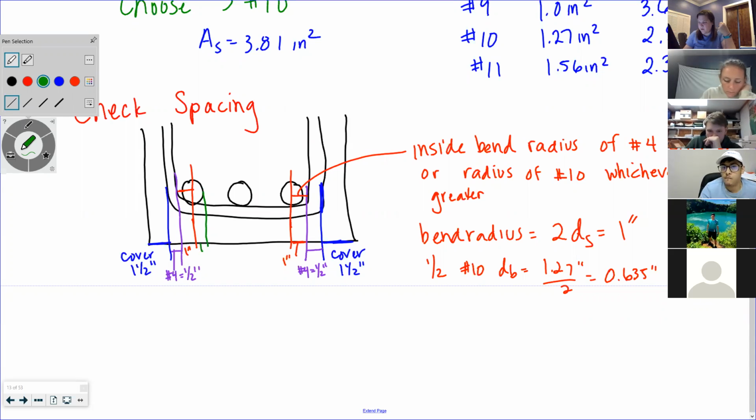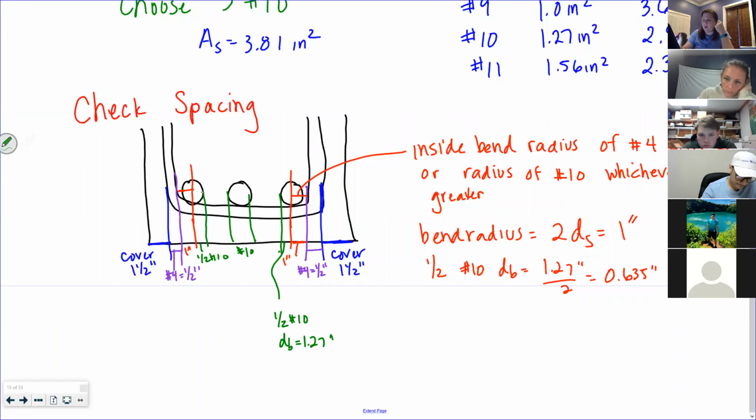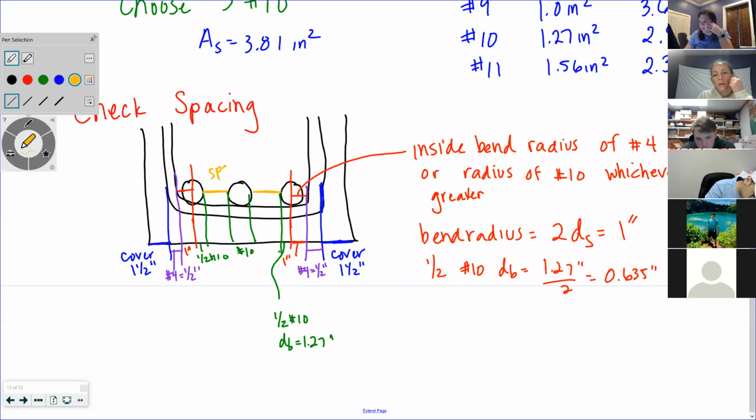So then we have half a number 10 and half a number 10, and a full number 10 right here, which are 1.27 in diameter. And what we want to know is our spacing. We don't know that. We know what it has to be at a minimum.